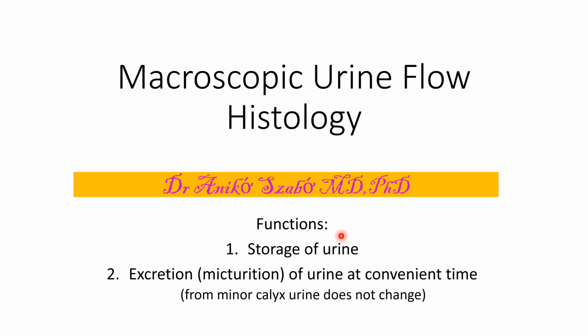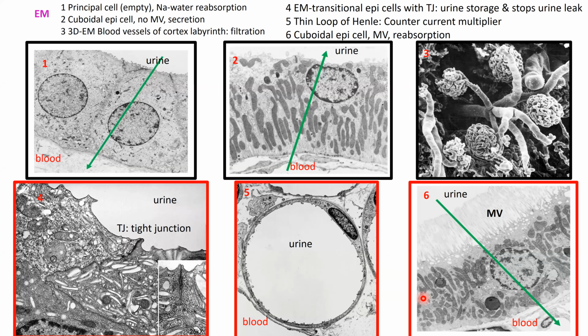The functions are storage of urine and excretion, or micturition, of urine at a convenient time. And a reminder: from the minor calyx on, the urine does not change anymore. No more exchange with the blood. Okay, this is a little bit of review for you.